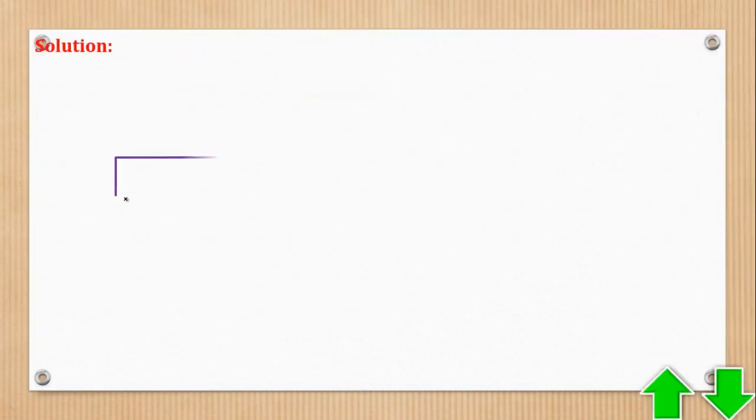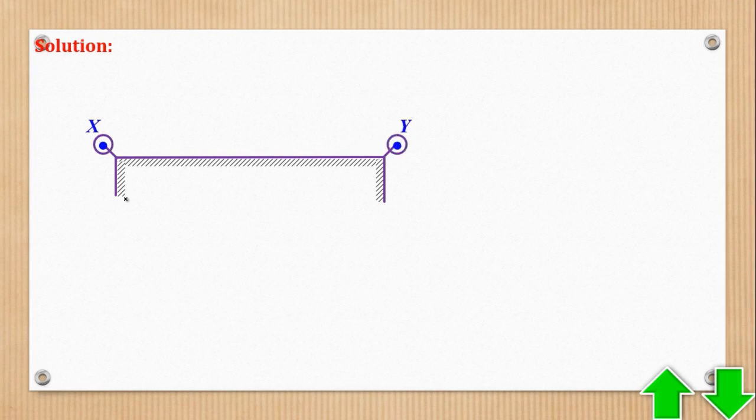So first you need to redraw in order to show the forces on the particles. So you now put the particles.